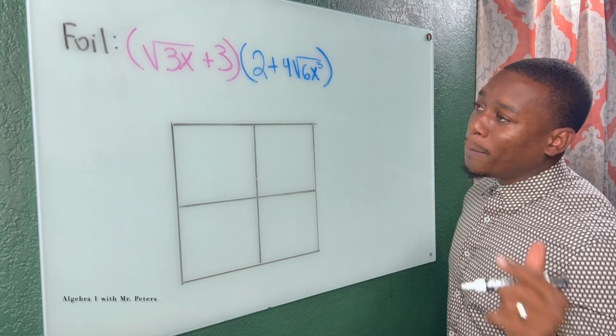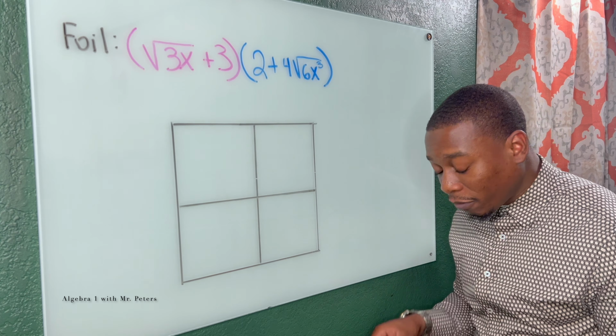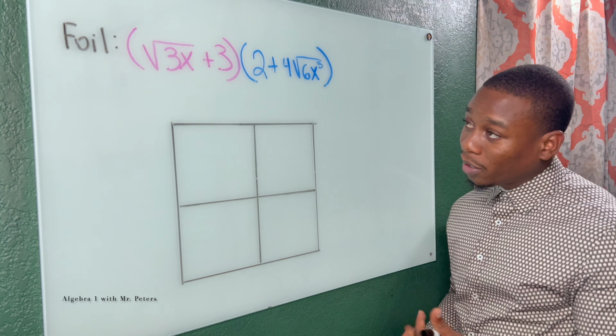Biggest thing here, when we set up the box method, is just making sure what's in parentheses stays together. So radical 3x and 3 can either go on the top together or on the side. What we can't do is mix it with what's in blue. We're going to get this totally wrong. And I've linked videos down below if you need help with the setup.